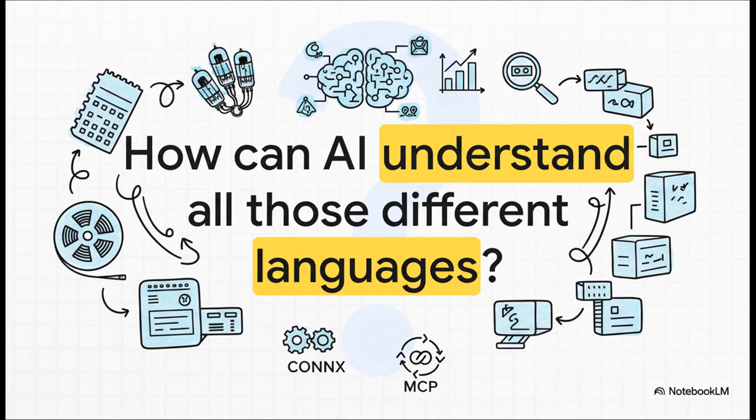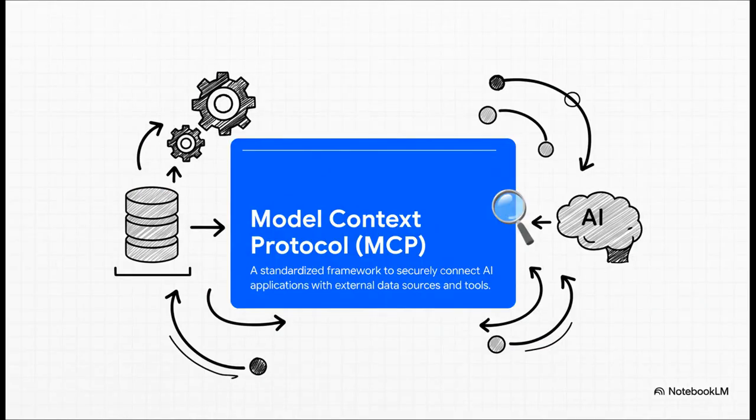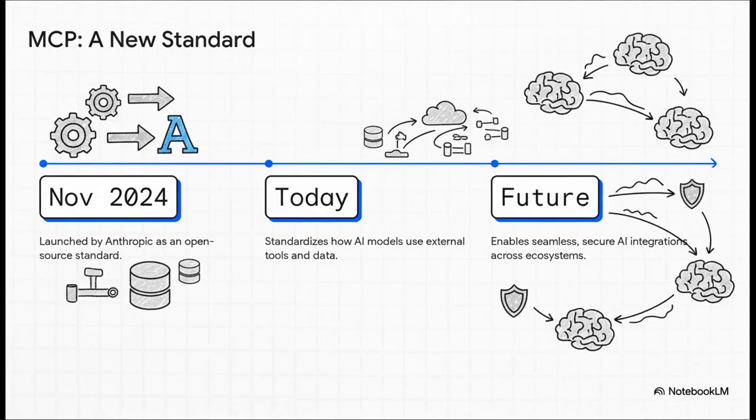But here's the tricky part. How do you get your AI to understand all those different systems? And that's exactly where the Model Context Protocol, or MCP, comes into play. It's a pretty new open-source standard built specifically to solve this exact problem for AI.